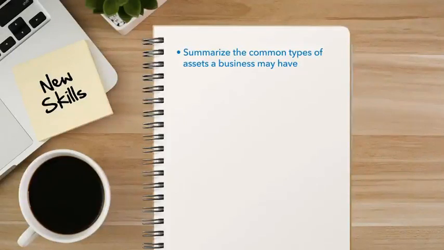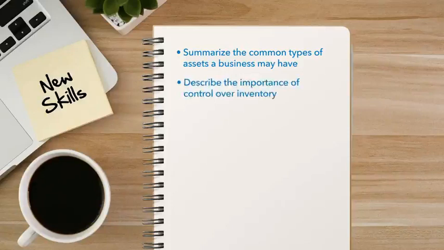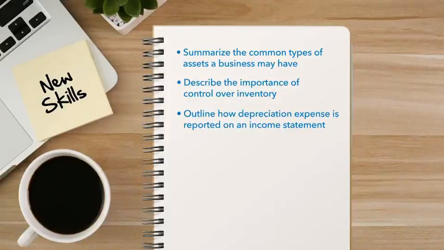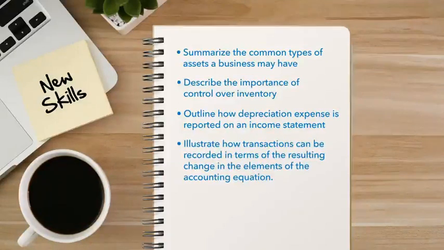Summarize the common types of assets a business may have. Describe the importance of control over inventory. Outline how depreciation expense is reported on an income statement. Illustrate how transactions can be recorded in terms of the resulting change in the elements of the accounting equation.